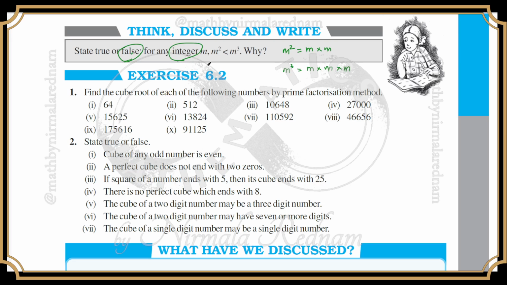They're not saying positive integer, they're saying any integer. And if that integer happens to be negative, this will turn out to be a positive number and this will turn out to be a negative number, which means that m square in that case is going to be greater than m cube. So it depends on the sign of m. Had they said positive integer, then this statement would have been true. But they did not mention positive, therefore you have to say it is false.